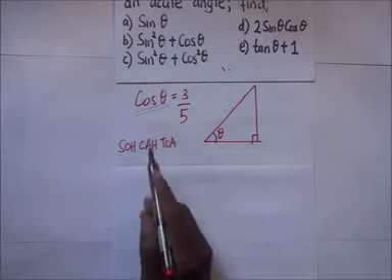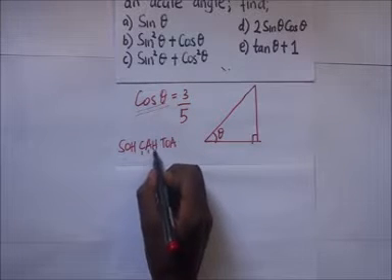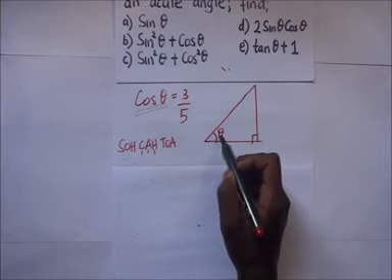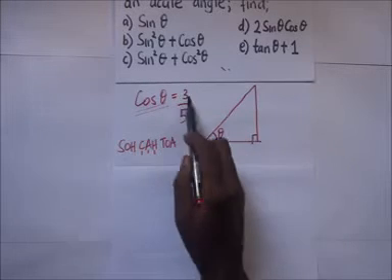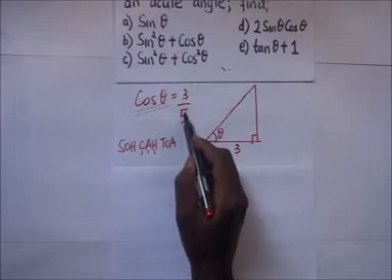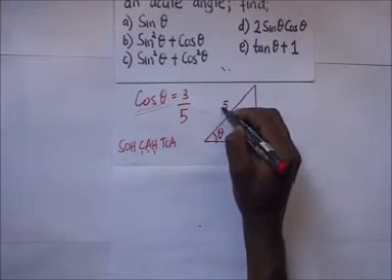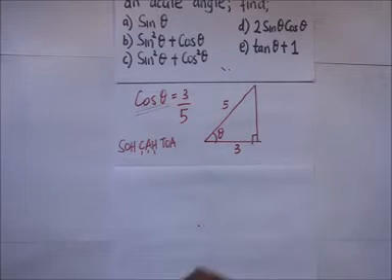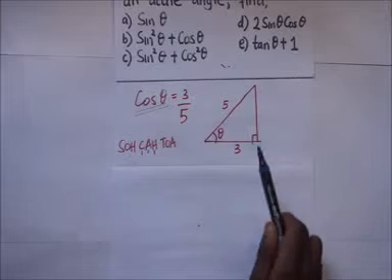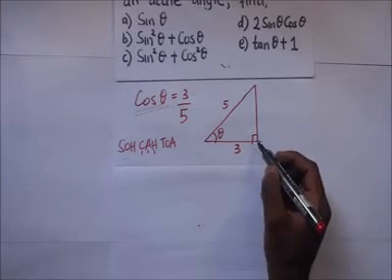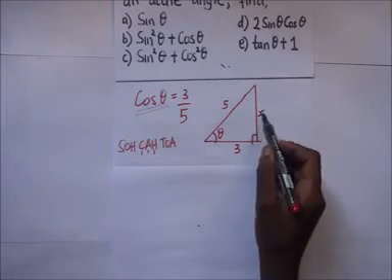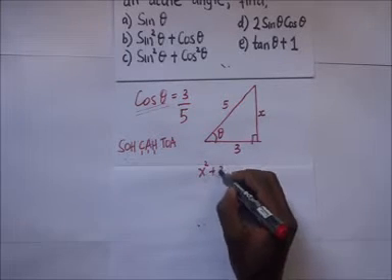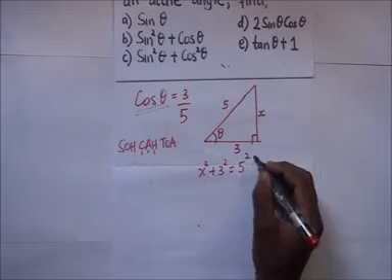since we are dealing with cos, we know that cos is equal to adjacent over hypotenuse. So if you look at this angle theta, the cosine of this angle theta is going to be equal to the adjacent, which is 3, over the hypotenuse, which is 5. Since we know that the adjacent is 3 and the hypotenuse is 5, we can use Pythagoras theorem to get the length of the remaining side. Let's call this x.